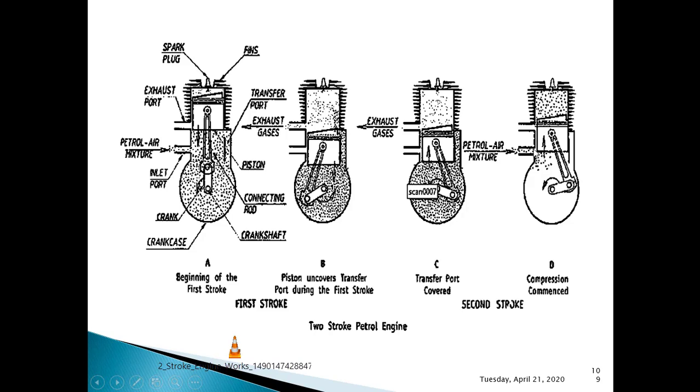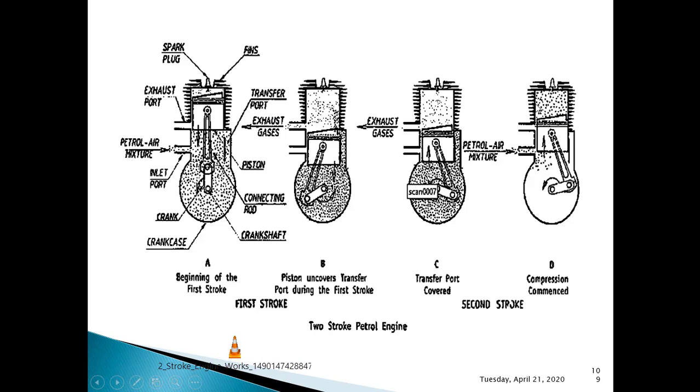As soon as it uncovers the inlet port, entry of air fuel mixture into the crankcase will begin once again, and that will continue until the piston covers this inlet port during the next descending stroke. And further upward movement of the piston causes compression of the air fuel mixture. Yes, this is the compression stroke, and this is the power stroke. That's why they have given the name two-stroke engine.